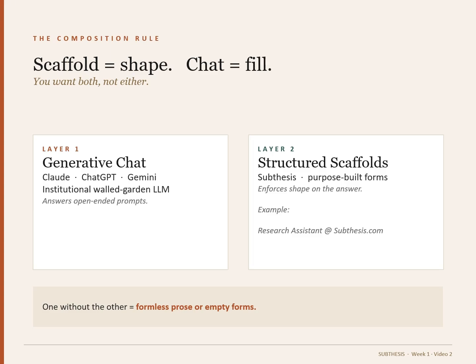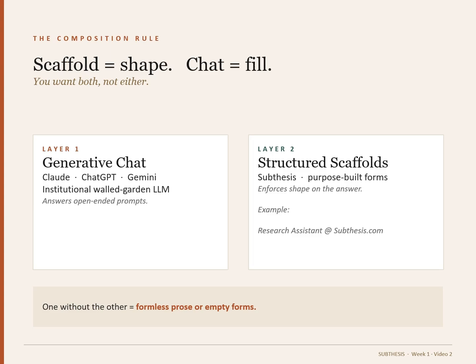Now compose them. You let the scaffold name the fields. You let the chat LLM help you draft and stress test the language inside each field. You return the refined fill to the scaffold for the next iteration. You end with a research question that is both structurally complete and rhetorically sharp. That is the move. Layer 1 fills, layer 2 shapes. Neither alone is enough. Most students live in layer 1 with ChatGPT and wonder why their work feels mushy. The fix is not better prompts. The fix is adding layer 2. Hold on to that. We will return to it in beat 7.